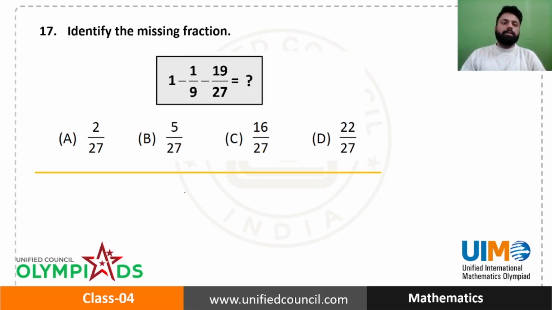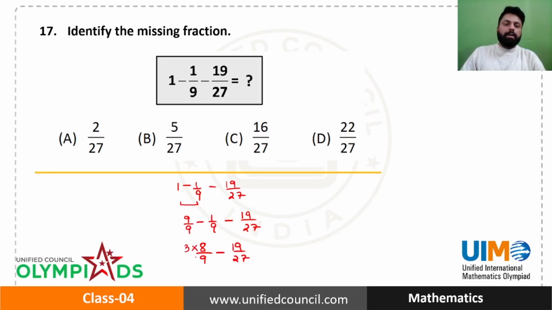Identify the missing fraction. 1 minus 1 upon 9 minus 19 upon 27. First of all, let's solve this. 9 upon 9 minus 1 upon 9 minus 19 upon 27. 9 minus 1 is 8 upon 9 minus 19 upon 27. Now we can multiply and divide by 3. So this will become 24 by 27 minus 19 by 27. 24 minus 19 by 27, that is 5 by 27. P option is the correct answer.